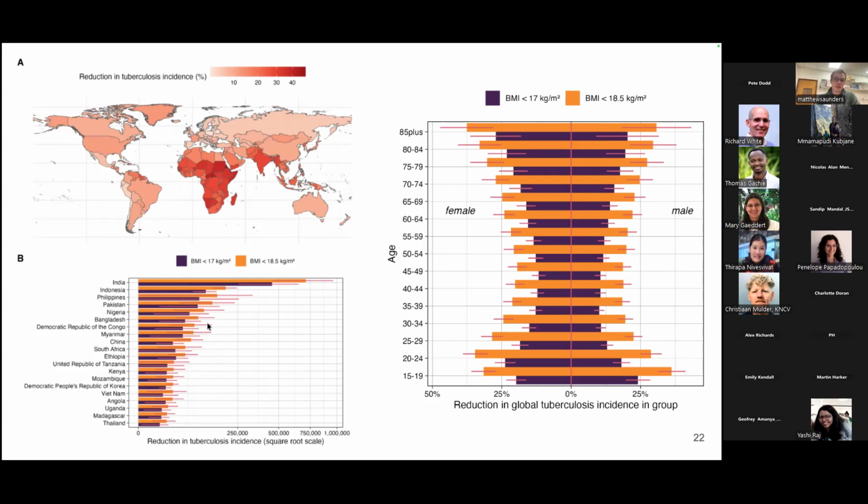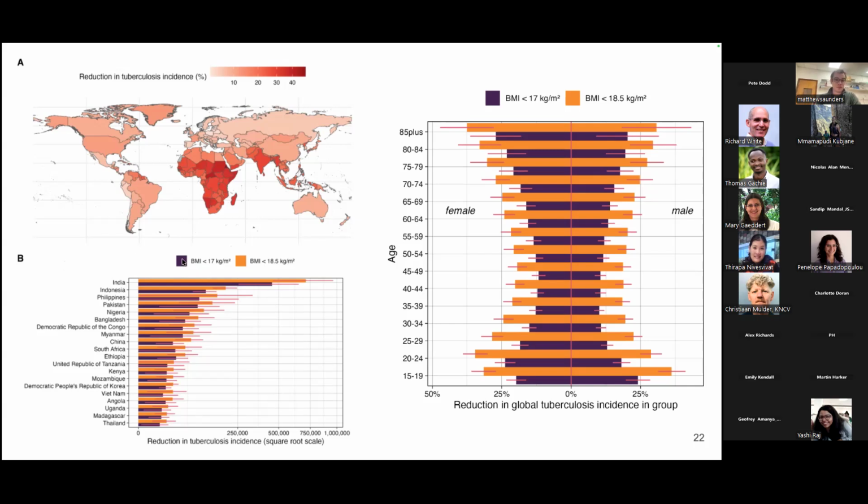And what we did in the full analysis, which I haven't gone into too much detail on here, is model different cutoffs. So we used the standard less than 18.5 for all undernutrition. And we also looked at what would happen if we eliminated moderate and severe undernutrition, which is typically defined as a BMI of under 17.